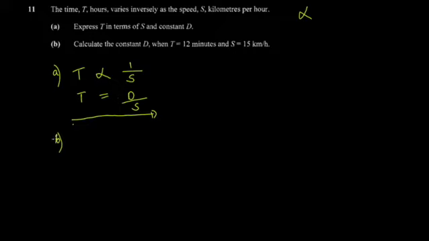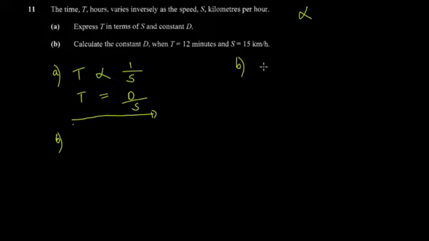So the B part asks us to calculate the constant d when t is equal to 12 minutes and s is equal to 15 kilometers per hour. Whenever you're dealing with multiplication or division of quantities for which you know the units, for example this one is in minutes, this one is in kilometers per hour, you have to match the units. They told you to calculate constant d, so you have to change the subject first. I'm going to start writing from here.